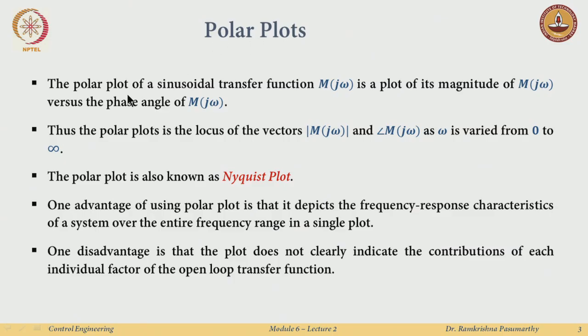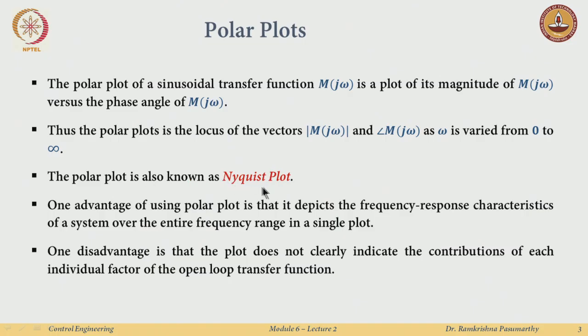Okay, so what is a polar plot? The polar plot of a sinusoidal transfer function. Again, this is important: in the steady state analysis in the frequency domain we just replace s with j omega, because after all the transients die out, only the sinusoidal components remain, and we had a little derivation of that last time. So we are actually plotting the magnitude versus the phase angle as the frequency is varied from 0 to infinity, right. This polar plot is also known as the Nyquist plot.